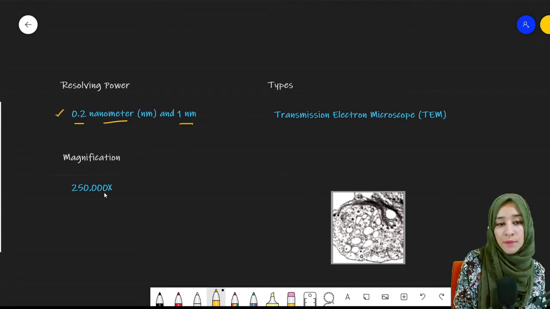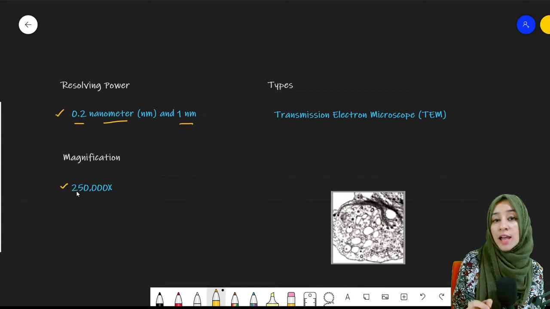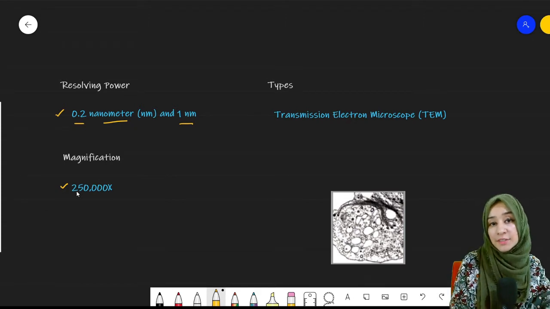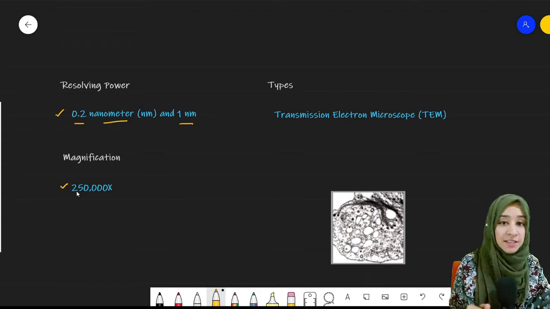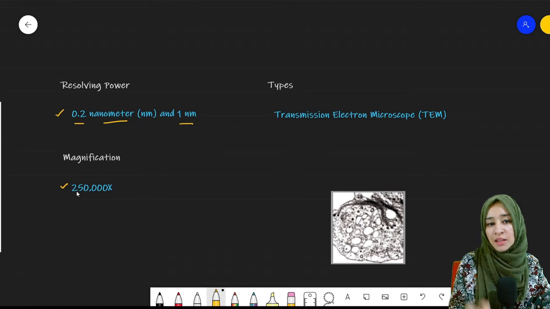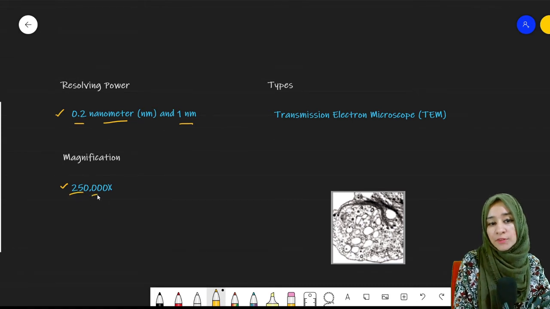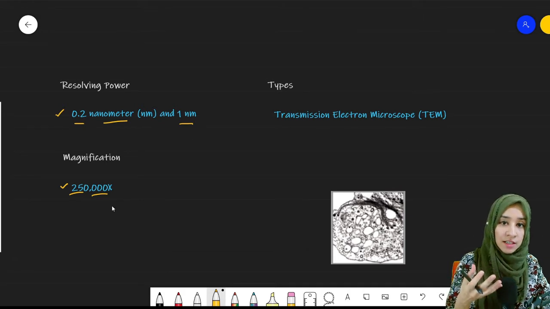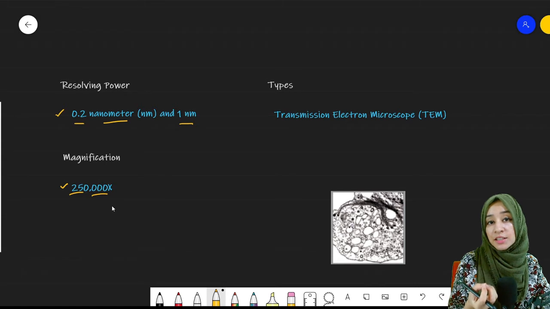Whereas when we talk about magnification, it is about 250,000 times. That is much more as compared to the light microscope. So it shows the object much more clearly, and it shows the internal structure of the object much more clearly when we compare it to the other type of microscope, that is the light microscope.